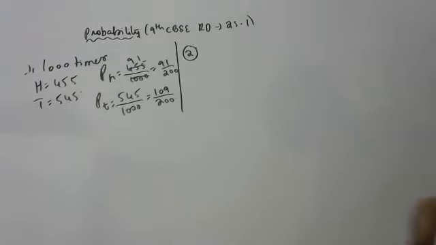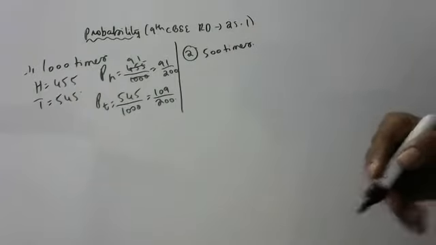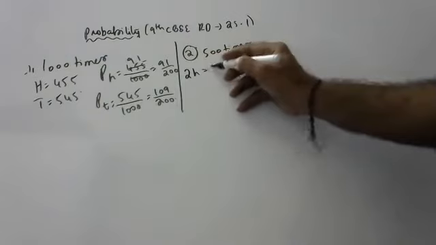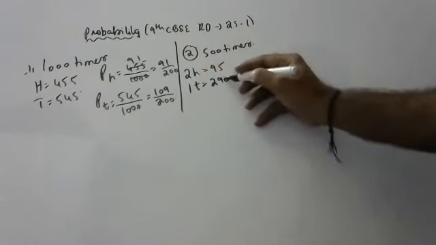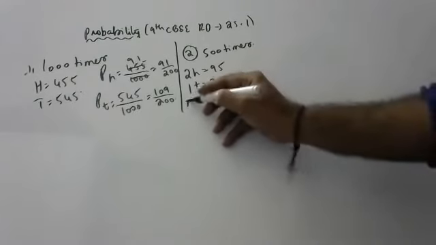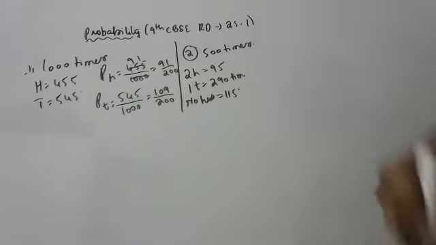Two coins are tossed 500 times, with the following frequencies. Two heads came 95 times, one tail came 290 times, and no head came 115 times. What is the probability of each event? It's easy, children. From here onwards I'll ask you only.